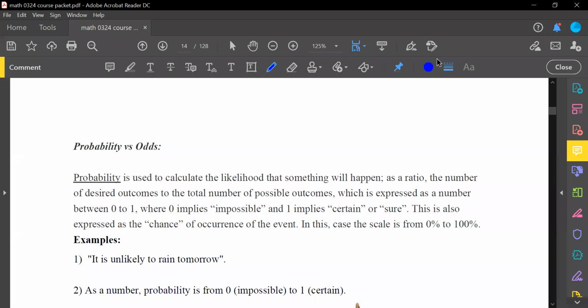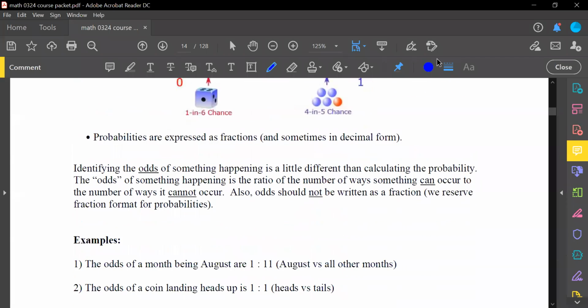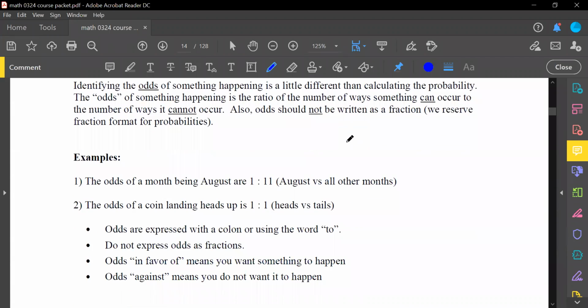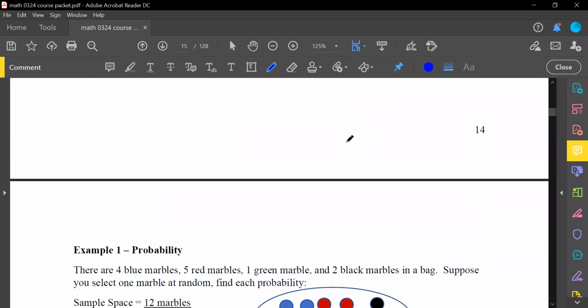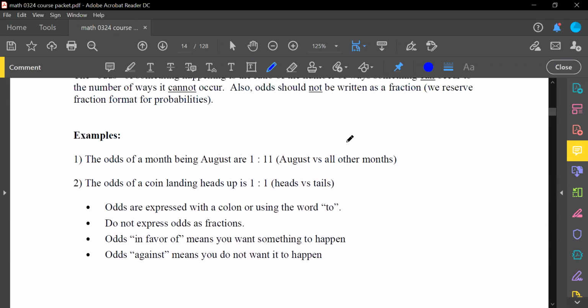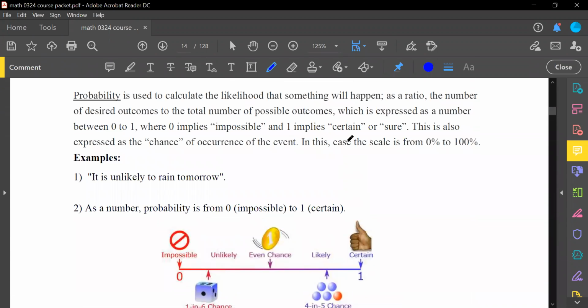Okay, we didn't quite get through the 1324 stuff on Thursday, so this will be your Monday lecture. This is your online lecture, and we're going to take a look at probability and odds again. Starting on page 14, we're going to go over this little section.